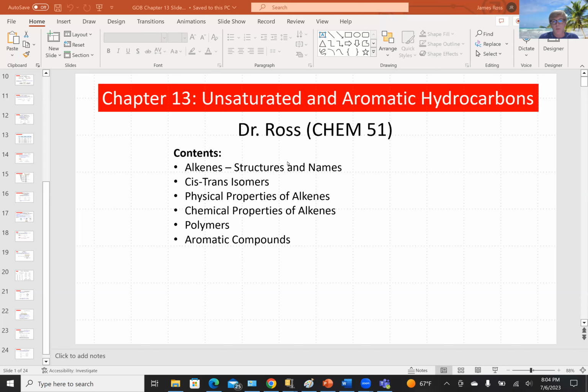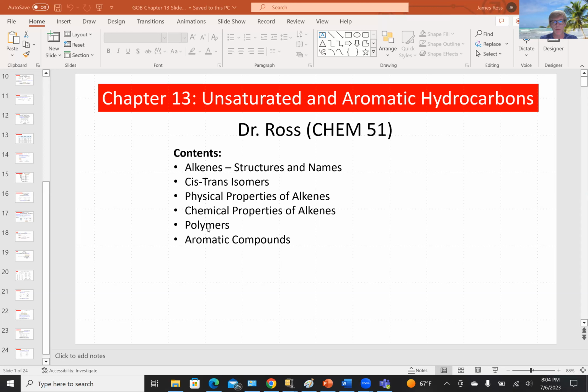Specifically, the content is we'll look at alkenes, which are a cousin of alkanes from chapter 12. We'll look at structures and names of those compounds. We'll then introduce cis-trans isomers and the general process of isomerization. We will look at physical properties and chemical properties of alkenes, and we'll contrast them with similar properties of alkanes from last chapter.